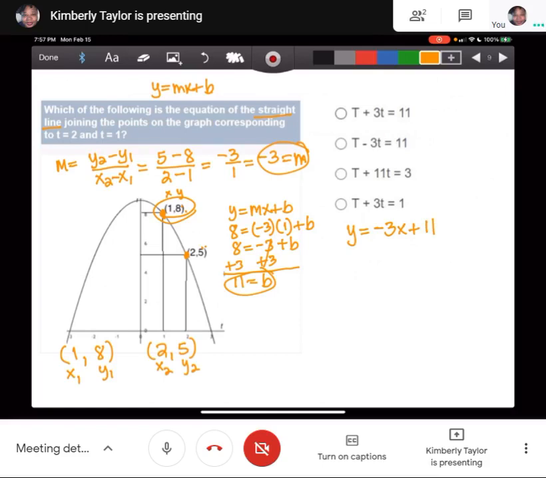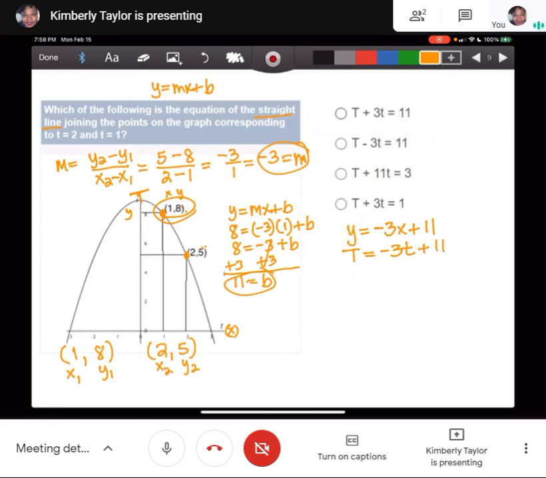But if you notice, they don't have the letters y or x in their answer choices. They have lowercase t and uppercase T. So the lowercase t is the same thing as the x value. And the capital T, which is here, is the same thing as the y value. So this is going to be capital T is equal to negative 3 times the lowercase t plus 11.